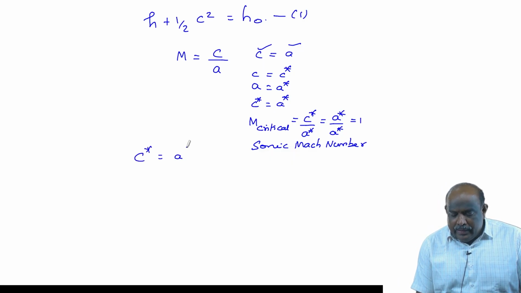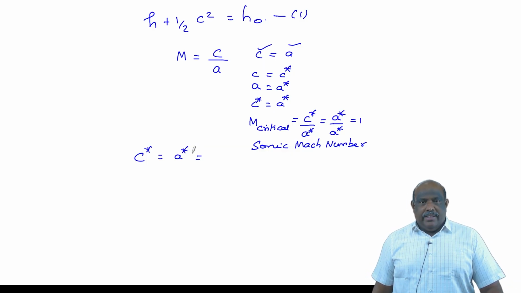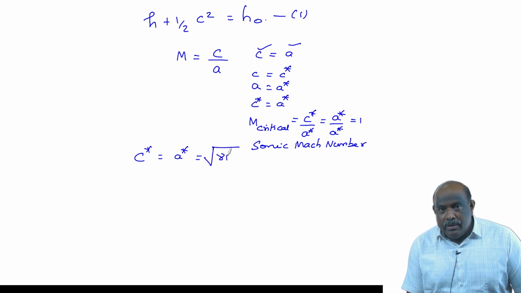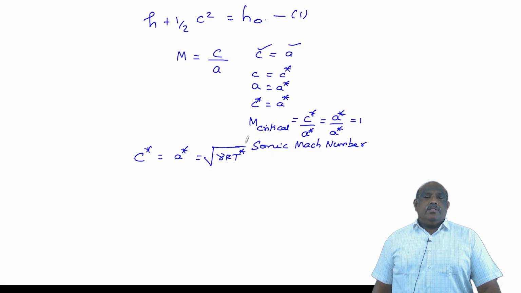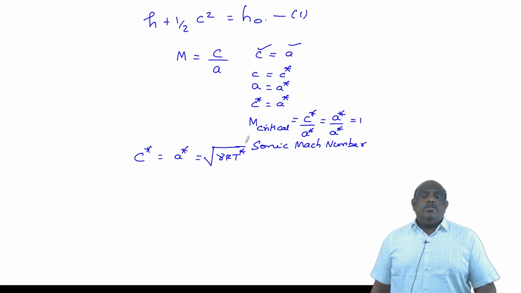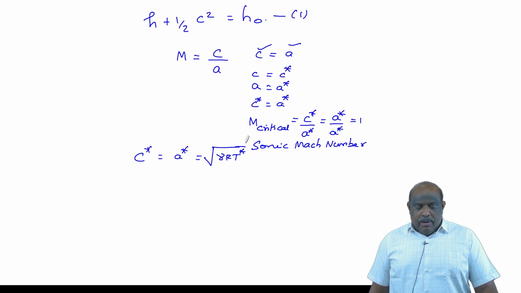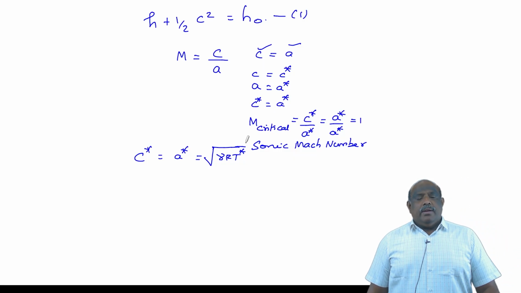Can any of you tell me what is the formula for A star? Yeah, it is nothing but gamma R into T, or T naught, or T star. Yeah, you are right. It is T star. So A star is given by square root of gamma R T star. If it is A, it means square root of gamma R T. A naught means square root of gamma R T naught. So similarly A star is nothing but square root of gamma R T star.